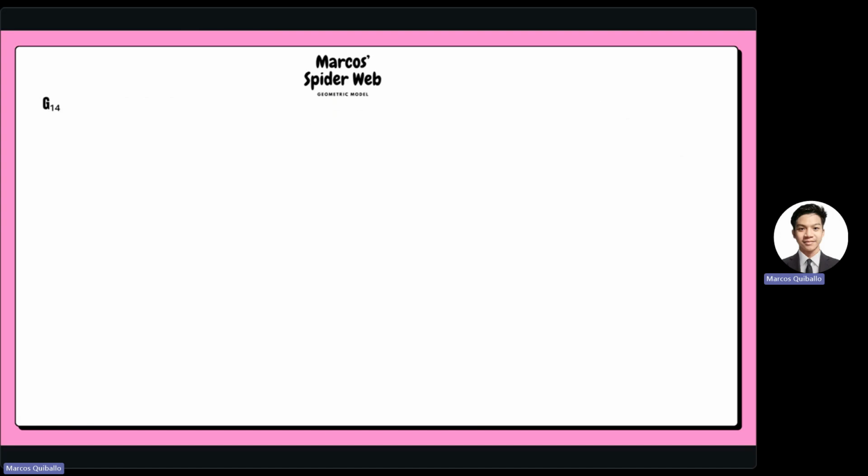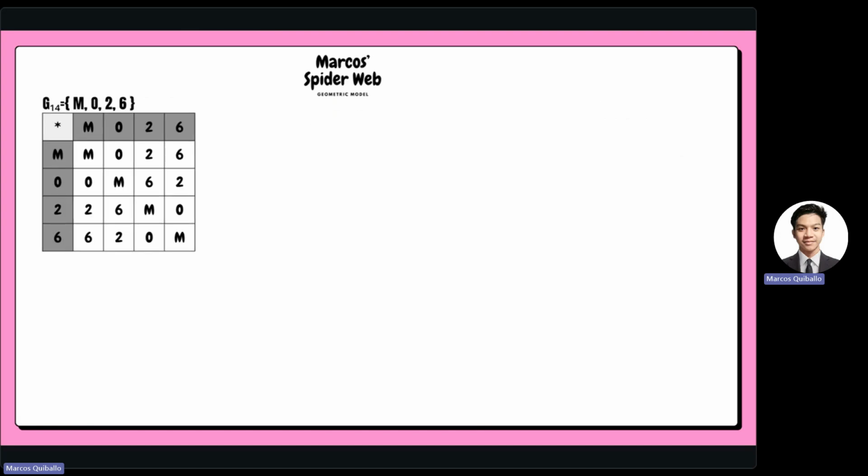So next one, G sub 14. We have the elements M, O, 2, 6. By looking at the table, it is closed because all the outputs are within our set.